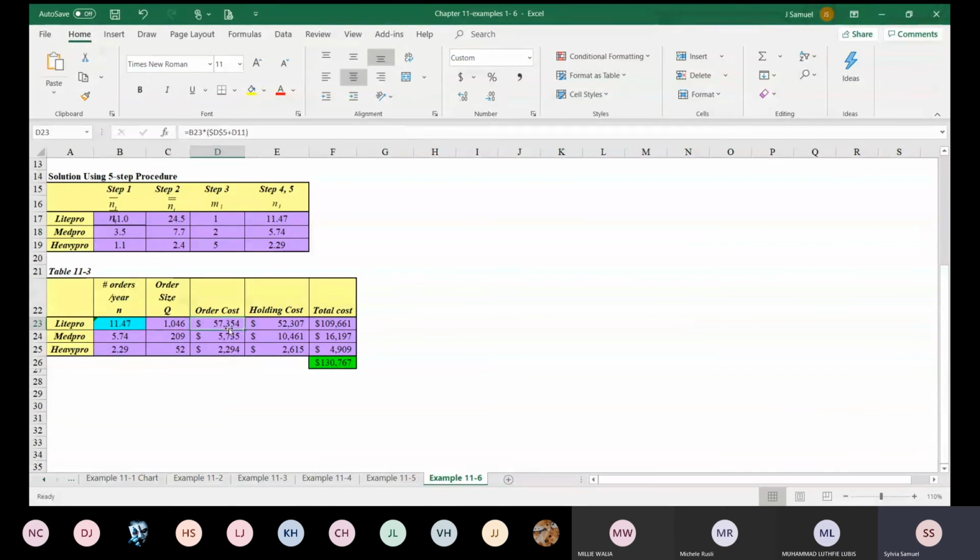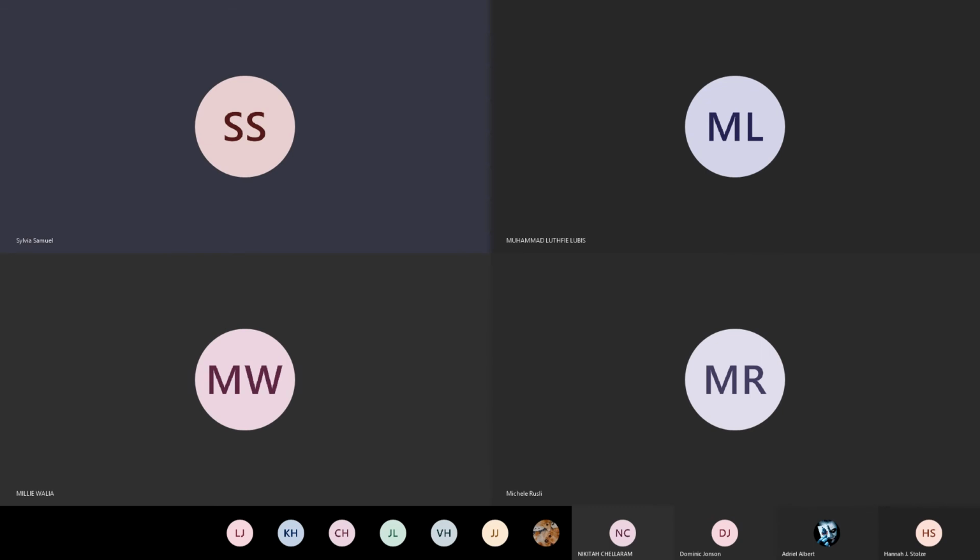And then ordering costs. So we need to calculate ordering costs and then holding costs. So we got the total cost. Basically, total cost we get from order cost plus holding cost. Order cost plus holding cost. As you can see here, the formula. I will share the PPT here. I stopped sharing Excel, I will share PPT.